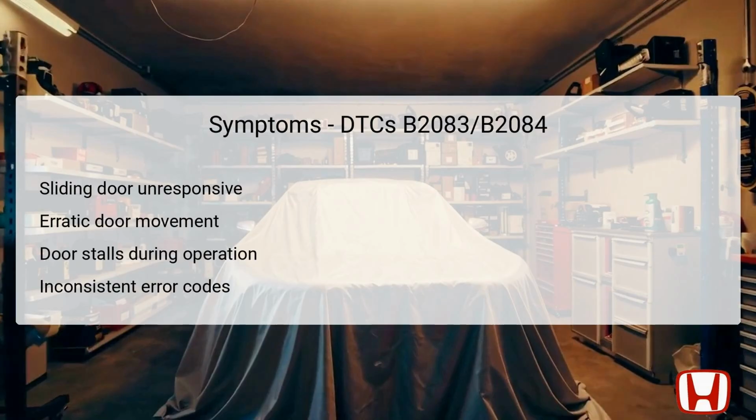Symptoms associated with the DTCs B2083 and B2084 may include the sliding door becoming unresponsive, where it does not open or close when prompted. Additionally, erratic door movements can occur, leading to the door starting and stopping unexpectedly. Such behavior might suggest that the control signals from the power sliding door control unit are being interrupted.